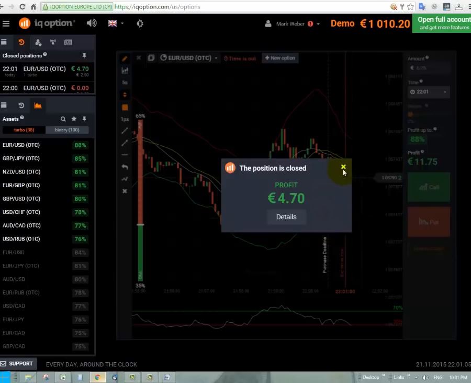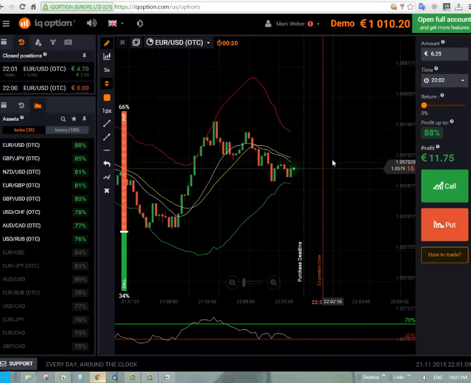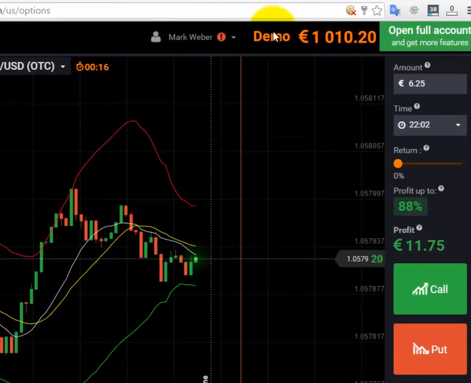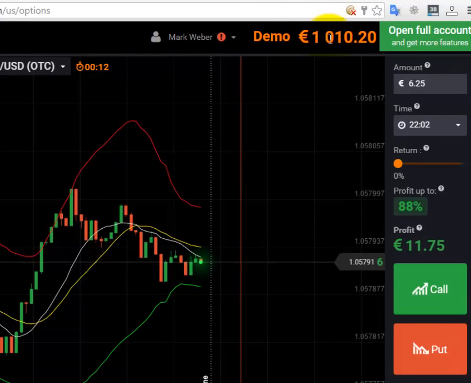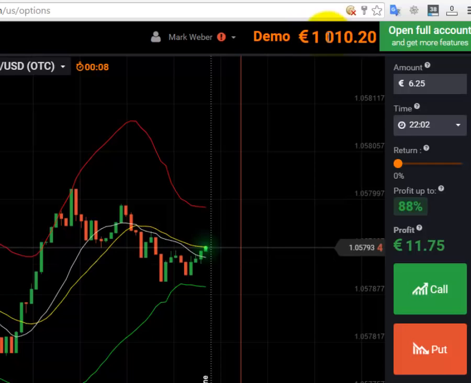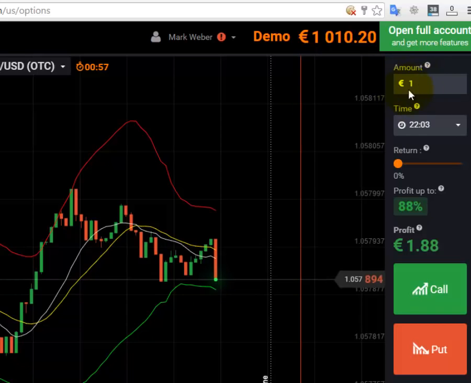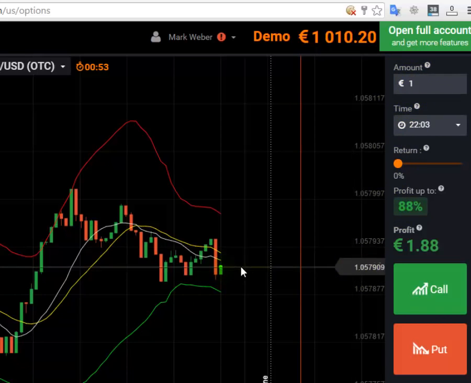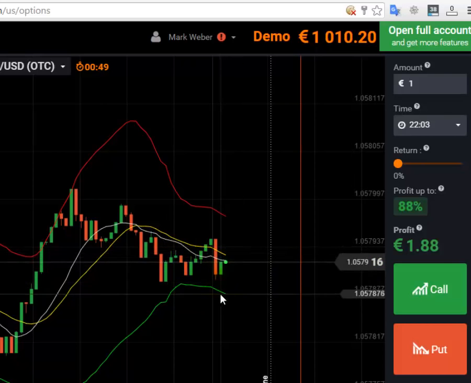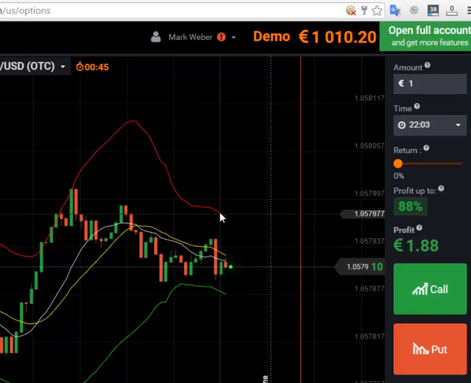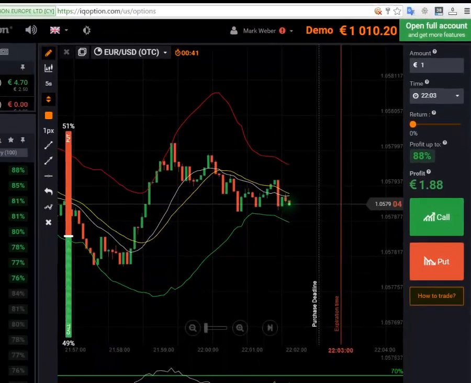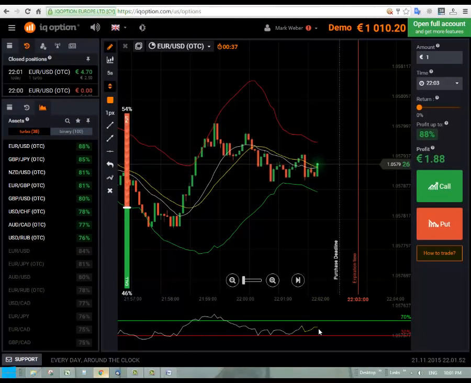Now there it is. Okay, we will do it one more time. This is my demo account. We have started with 1000 euros, and as you can see, we build up our profit, and this is the case for using this strategy. Again, we are preparing ourselves with a 1 euro investment, and depending on the prices, if it hits the bottom line, we make a call. If it hits the upper line, we make a put. And also we are monitoring the RSI indicator to see about the trend first of all, and then if the asset is overbought or oversold.